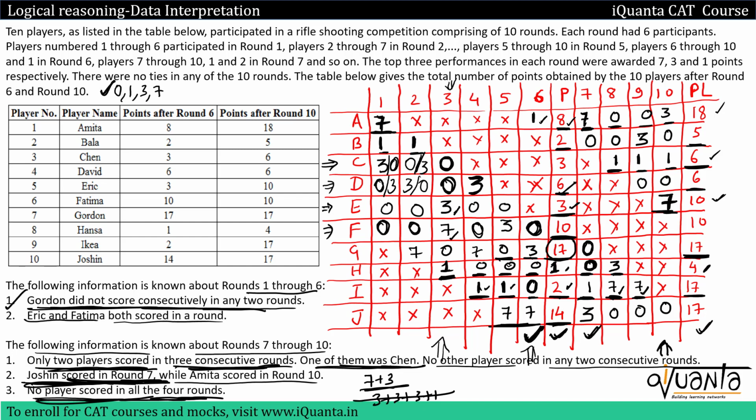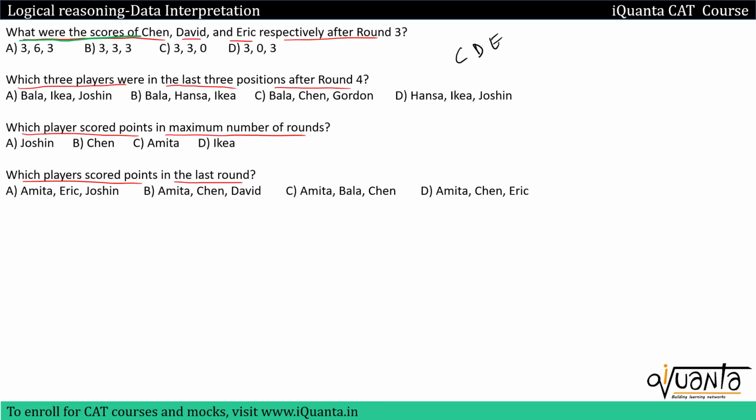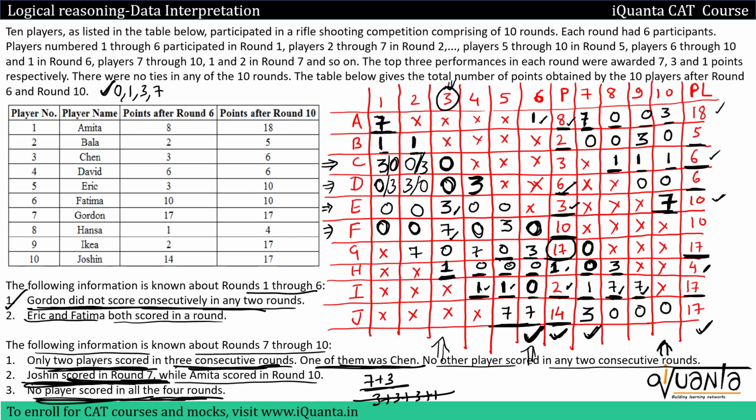We'll try to answer the questions now. So the first question is, what were the scores of C, D, E respectively after round 3? So scores of C, D after round 3, that means sum of their scores till round 3. So after round 3, the score of C will definitely be 3 because he is scoring 3 in one of the rounds, 1 or 2. So C will have a score of 3. D will also have a score 3. That means sum of scores 3 after round 3. And E is definitely getting 3 as well because he is scoring 3 in round 3. So 3, 3, 3 will be the correct answer.